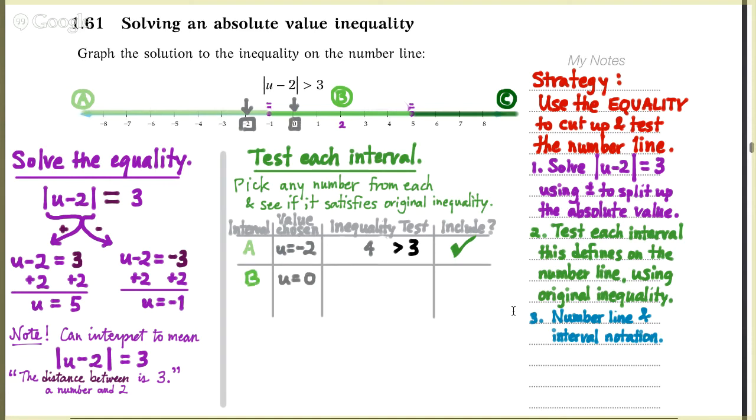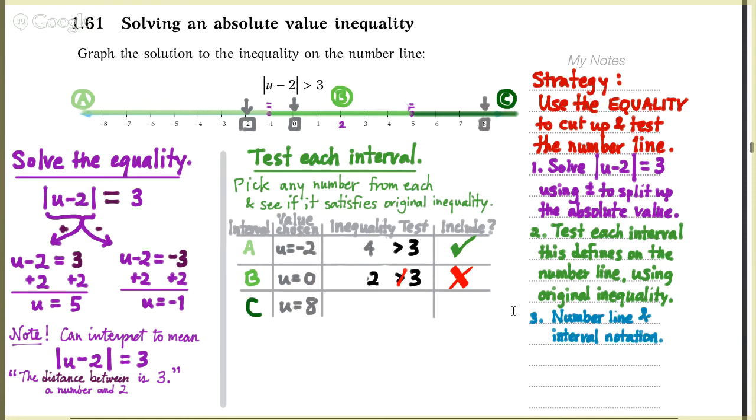What about piece B? Let's choose a convenient number inside of the interval from -1 to 5. Let's choose 0. 0 is always a nice one to work with if you can get away with it. If we plug 0 into this inequality, we'll get the absolute value of 0 minus 2 on the left-hand side, which is the absolute value of -2, which is 2. And is 2 greater than 3? No, it's not. So piece B we don't want to include as part of our solution. Again, if any number inside this interval does not satisfy the inequality, then no number inside that interval will satisfy the inequality. So because 0 doesn't work, neither does any other number between -1 and 5.